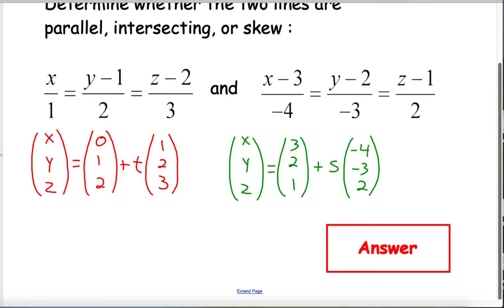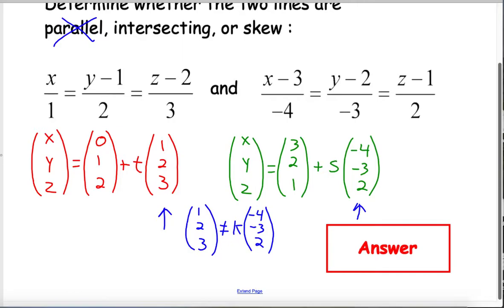All right, so the first thing we want to notice is the direction vectors for these two lines: (1, 2, 3) and (-4, -3, 2). One of those is not a scalar multiple of the other, so that tells us that our lines are not parallel. I can't multiply the vector (1, 2, 3), or multiply the other vector, doesn't matter which way, to get the other. So we're not parallel. That's the first thing you should check, and that's the easiest thing to check.